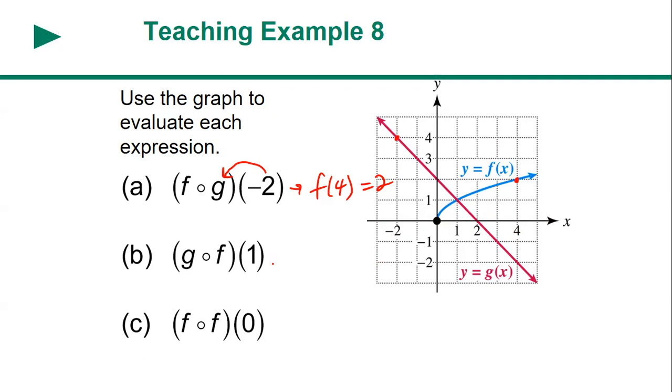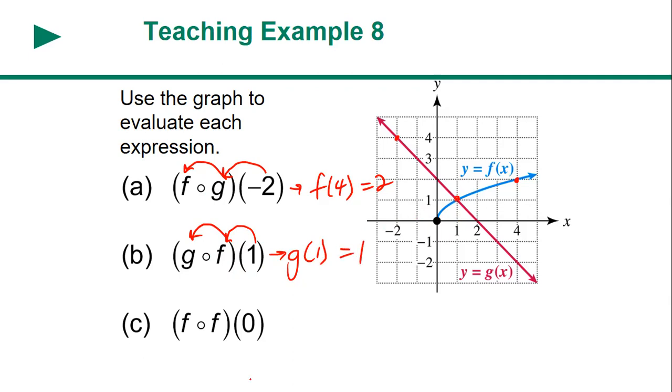So you find this first, and then its output, you're gonna plug into this. So like, for B, you go to F, and if I go to 1, I'm gonna go to 1 and go to F, and I get what? 1. So now I'm gonna take 1 and plug it into G. So now I'm looking for G of 1, and it's also 1.